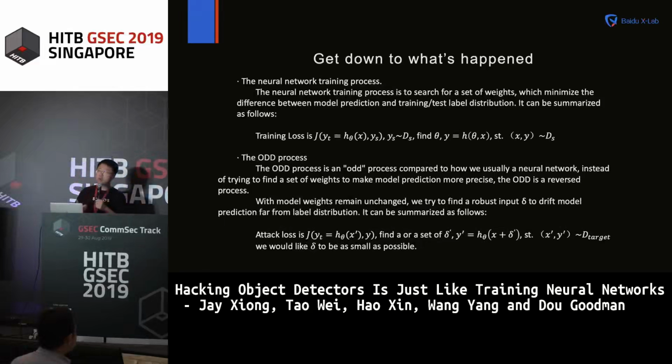As for the object detector deception process, it's a kind of reversed one. With the model weights unchanged, we only modify the picture inputs, which is the perturbation, the delta. And we find such a delta, applied to all inputs, that can bend the target outputs to the distribution you want, and achieve your attack goal.